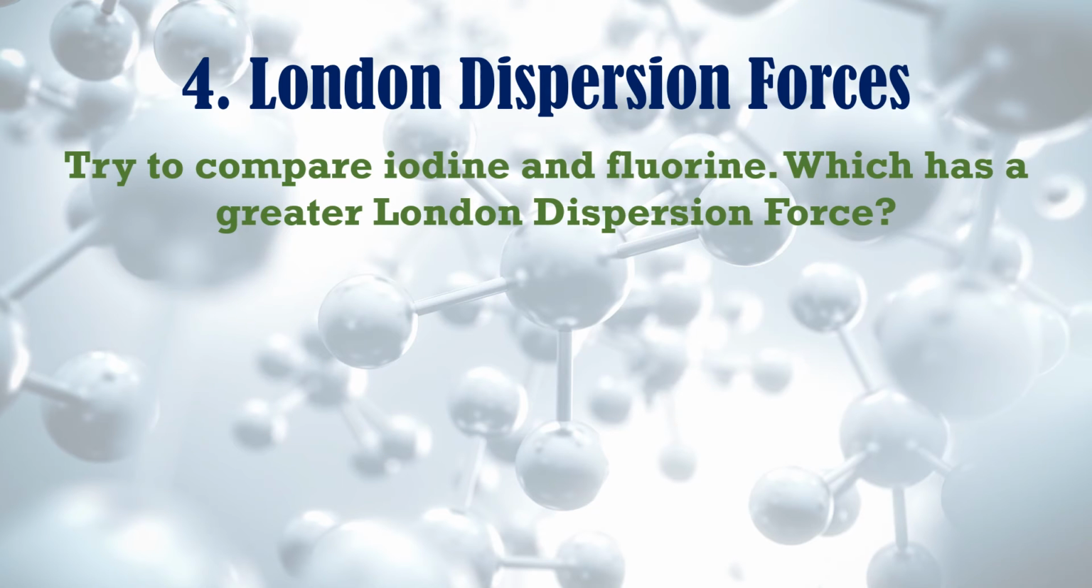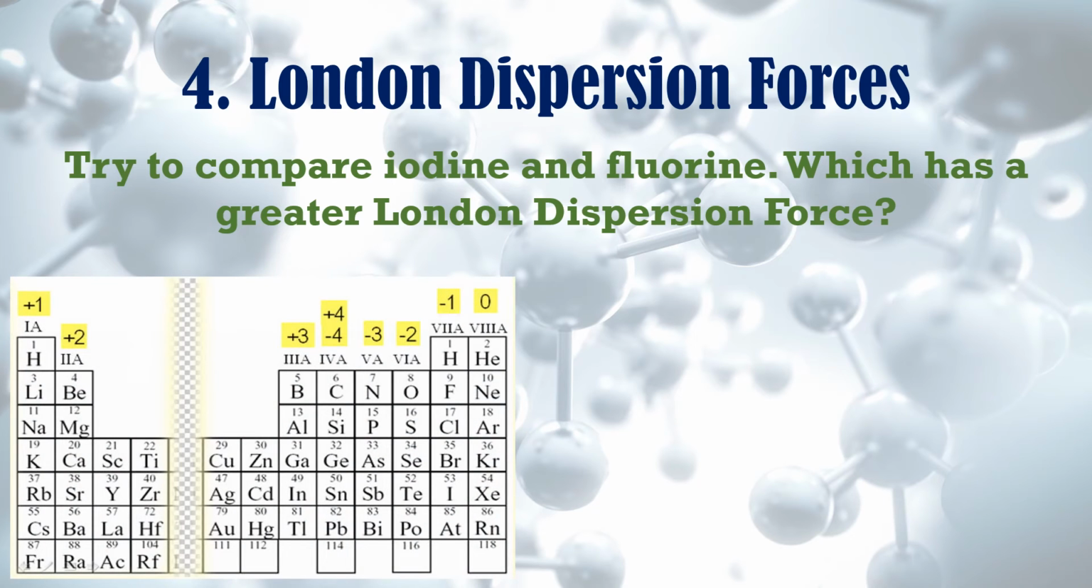So let's try to see the relationship of the size of the atoms to LDF. Try to compare iodine and fluorine, which has a greater London dispersion force between them. So how are we going to determine the sizes of the atoms?